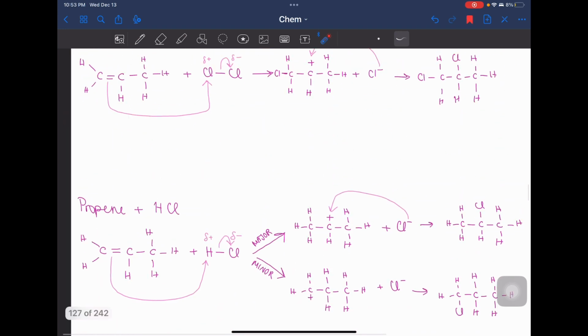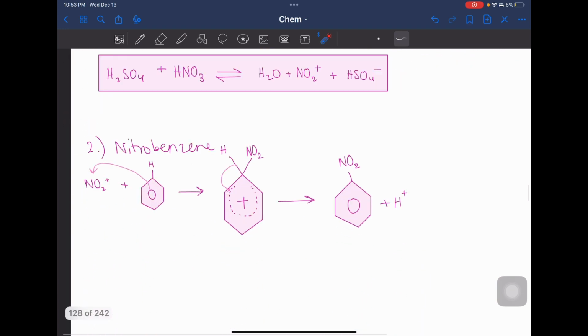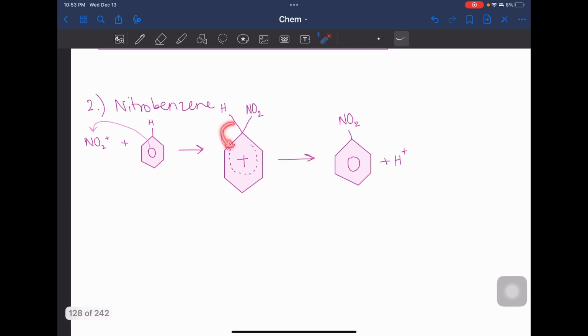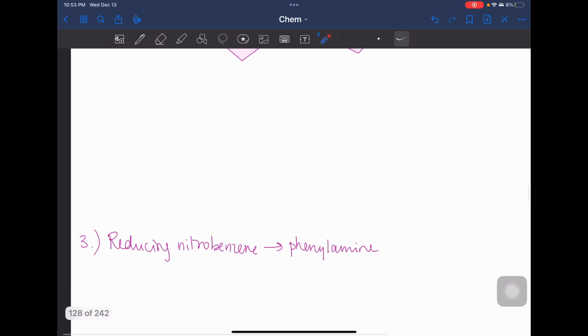Remember, this is a reaction to prepare you for hydrogen to throw its electrons back into the ring. And then NO2 takes the place and we produce a hydrogen ion, a hydrogen cation.